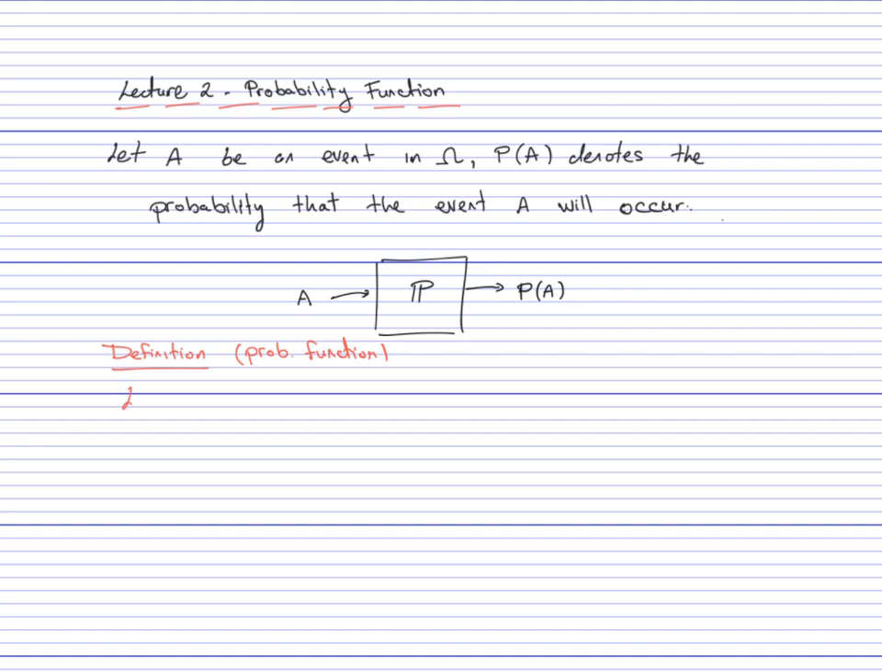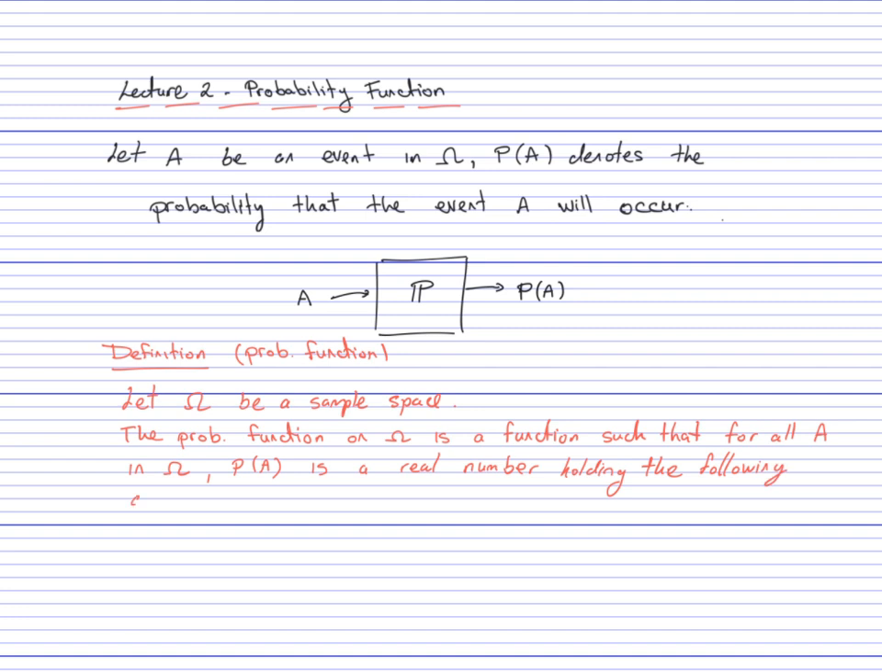The definition says that, suppose we have a sample space, let omega be a sample space. The probability function on omega is a function such that for all the events A in omega, the probability of A is a real number satisfying the following axioms. There are three axioms, and let me present them.